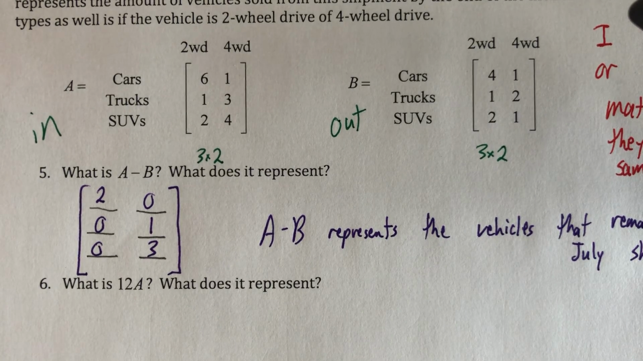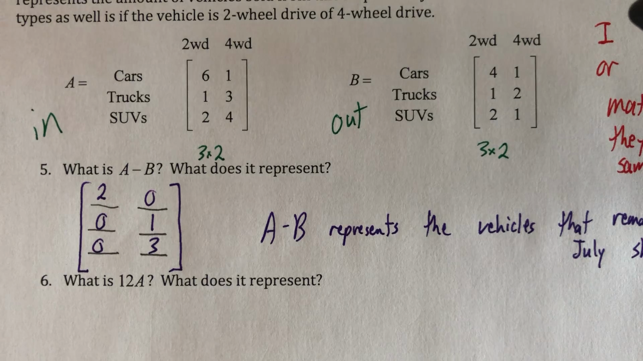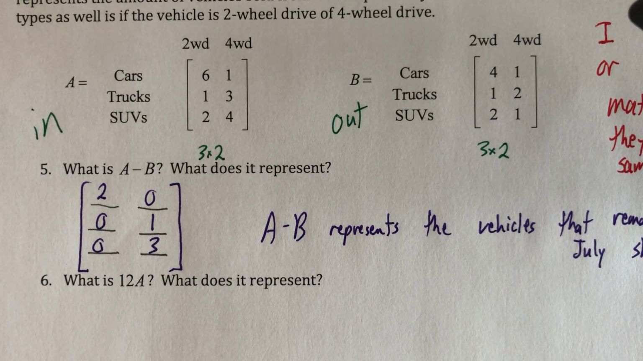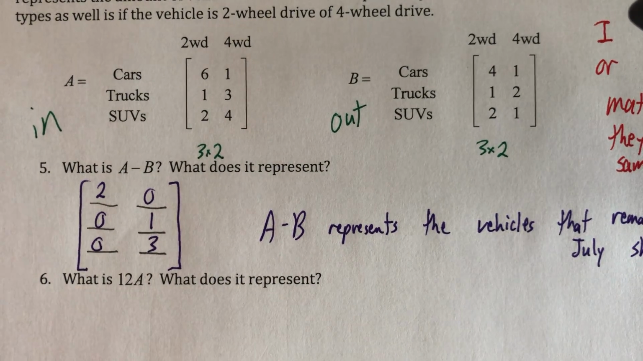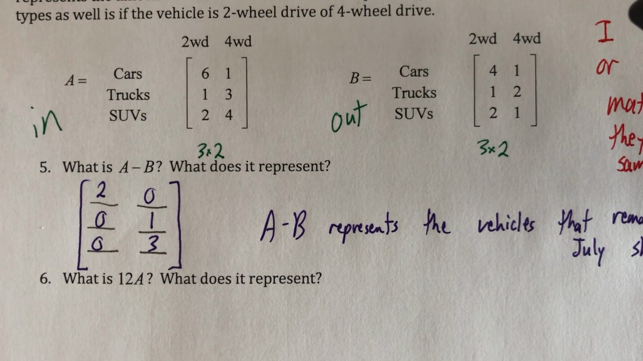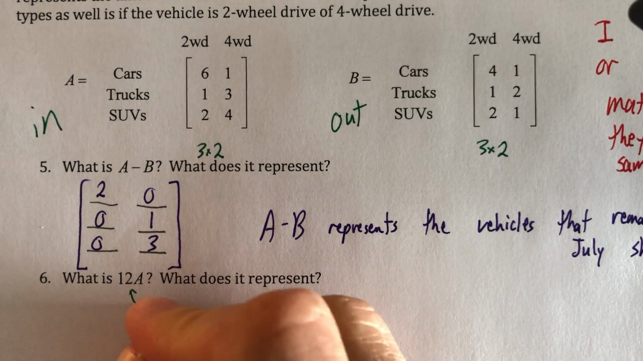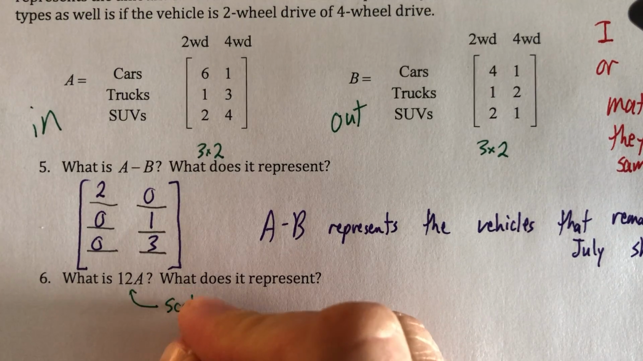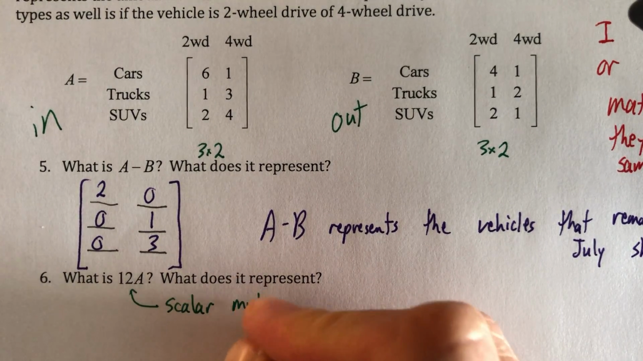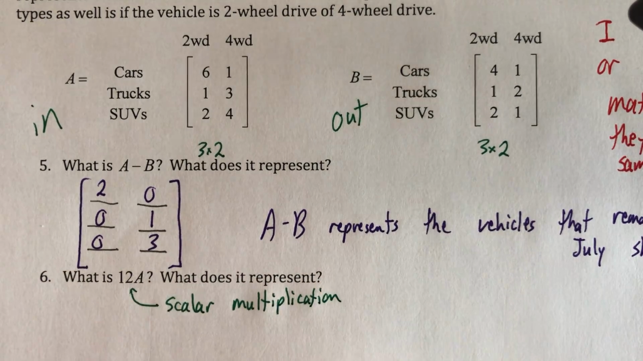And this is where things get a little bit tricky. And it says, what is 12A? And I'm actually going to write out what's going on here, and then we'll talk about what it represents. 12A, this is multiplication. And I'm not going to call it multiplication. I'm going to call it what it really is. This is called scalar multiplication. Okay, scalar meaning, well, let me write it out. So this is scalar multiplication.